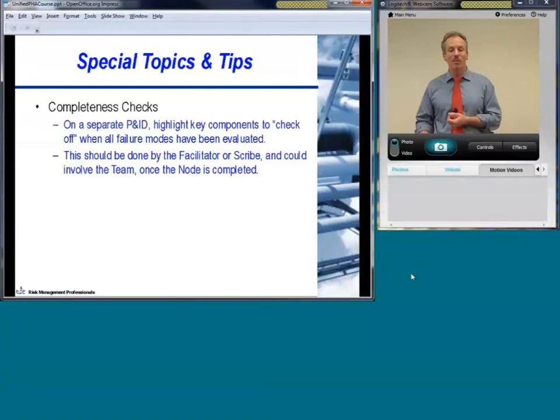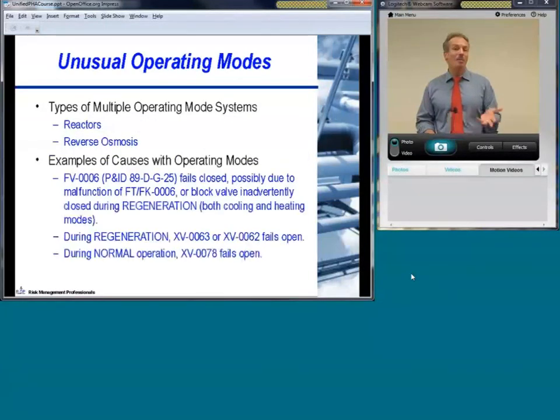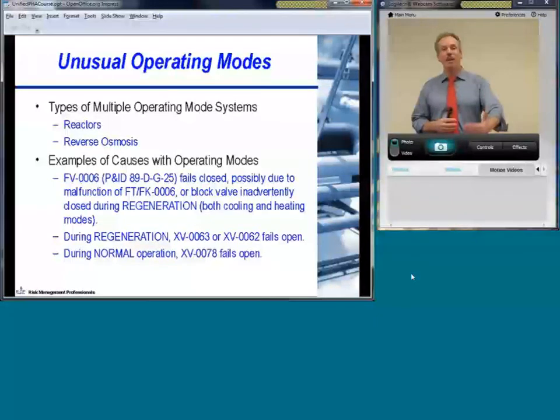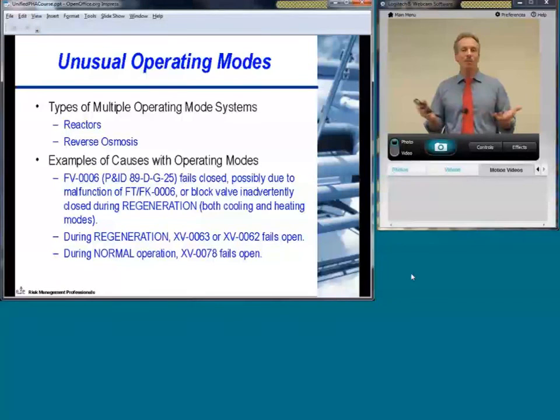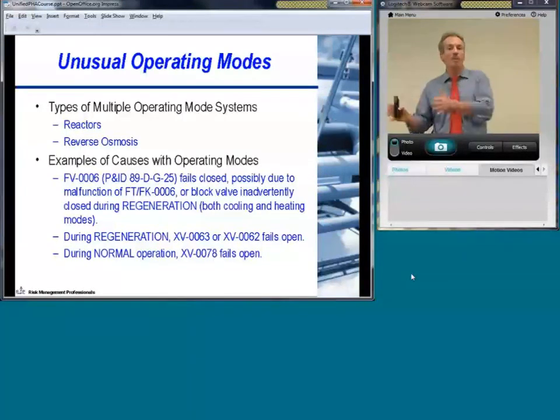Let's talk about operating modes. This is something I mentioned before that can really wrap a team around the axle in terms of confusion, them overthinking the scenario. A typical example would be a reactor system where you're switching back and forth as you're regenerating one. Also a reverse osmosis system if you're switching back and forth again during a regeneration phase. And a lot of times there's a lot of manual valves or remotely operated valves that have to be sequenced to flip from one to the other.